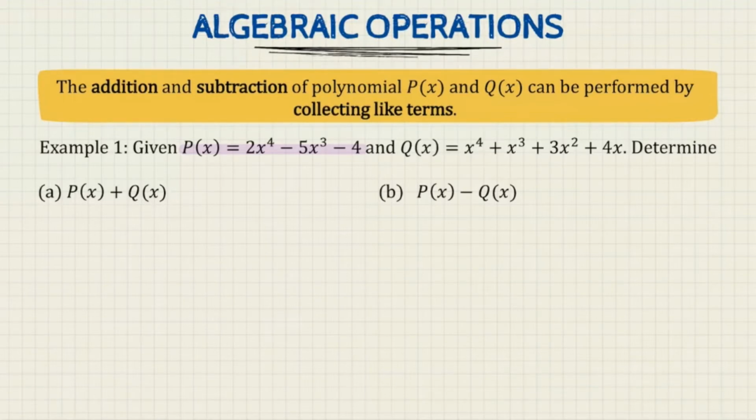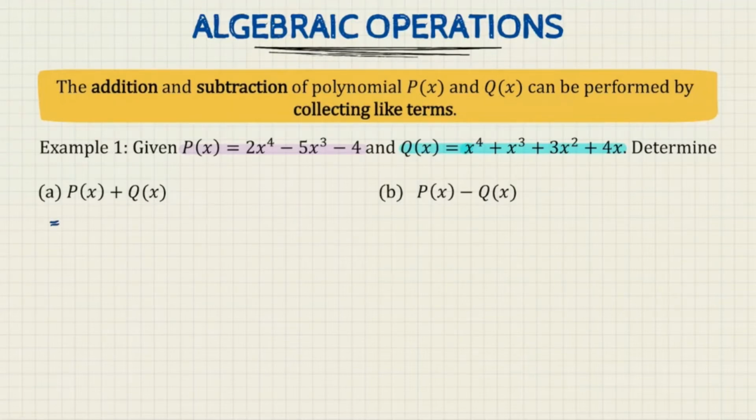Okay, this one, the highest power of x is power 4. And q(x) here is x to the power of 4 also, plus x cube plus 3x square plus 4x. Determine p(x) plus q(x) and also p(x) minus q(x). So I'll show addition and subtraction. This is actually the most basic.